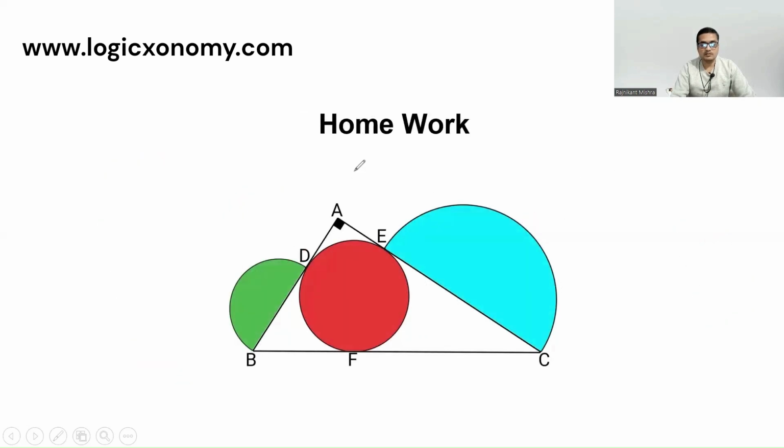Here is your homework problem. Triangle BAC is a right angle triangle. Here A is equal to 90 degree. If the area of this semicircle is equal to X and the area of this semicircle is equal to Y, then find the area of triangle ABC. The solution of this question will be discussed in the next video.